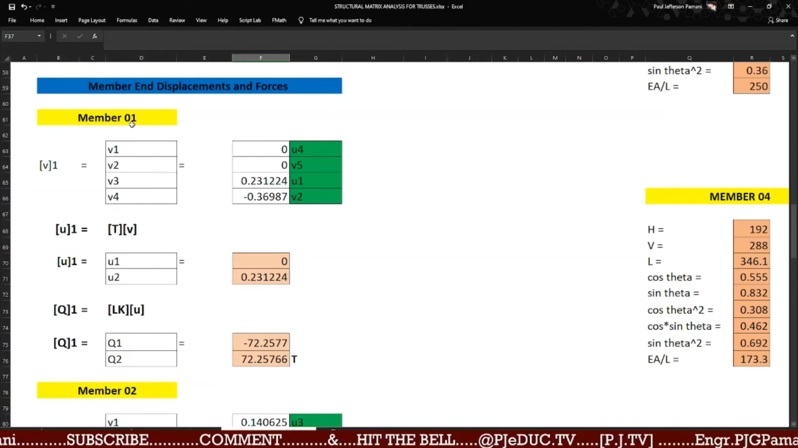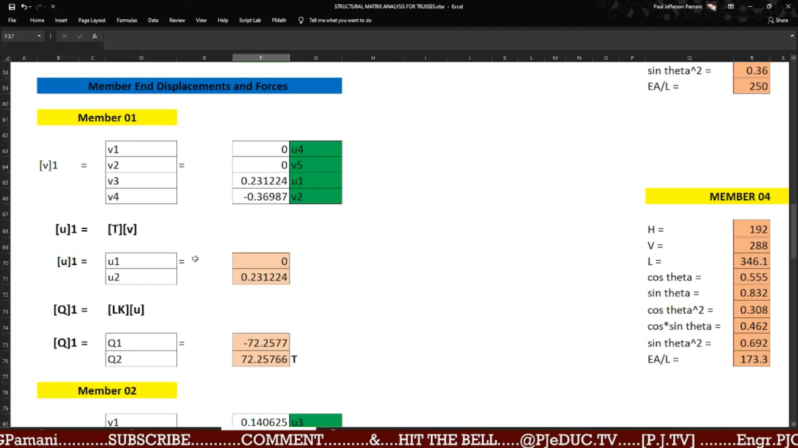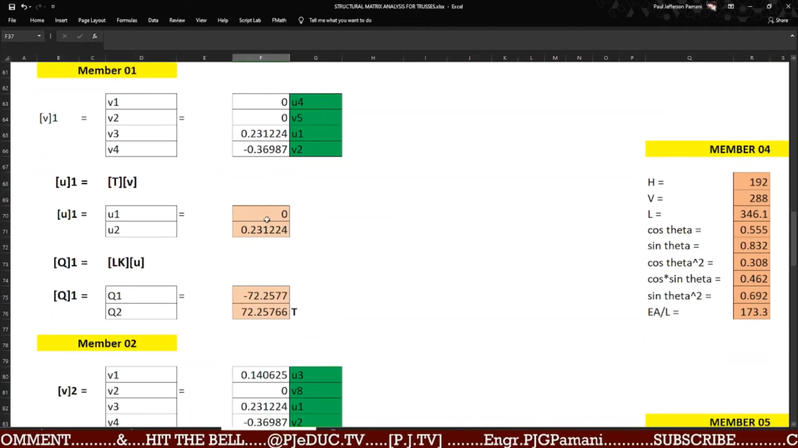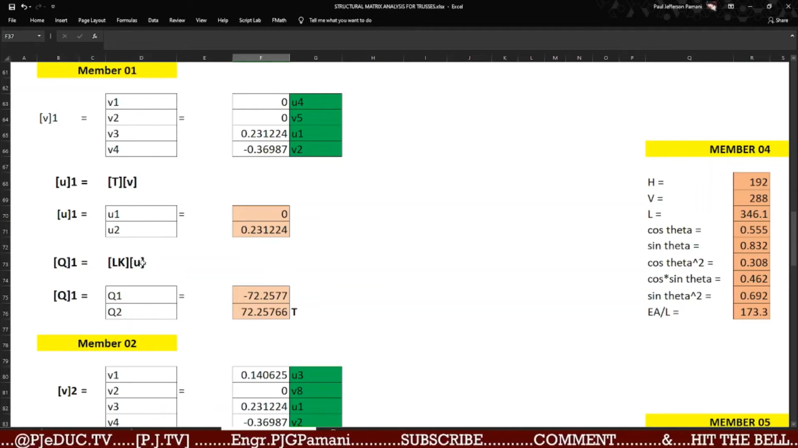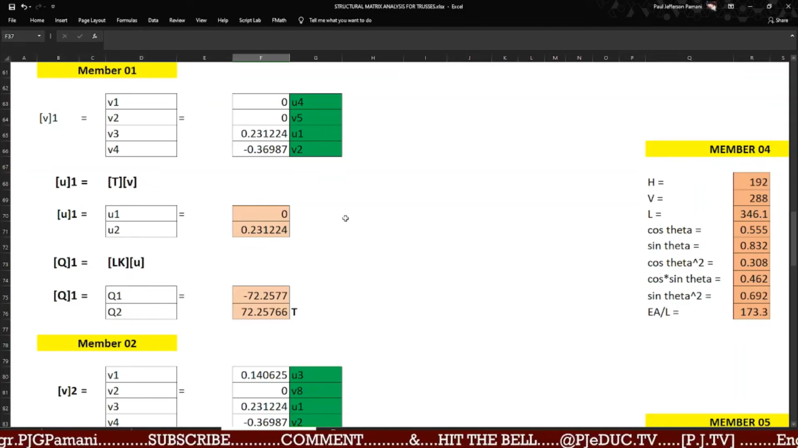Then to compute for the end displacement on its local coordinate system of member number 1 on the truss system, basically multiply the transformation matrix of member 1 with the end displacement under the global coordinate system of member 1. Multiplying that gives us the displacement on its local coordinate system. And lastly, multiply the local stiffness matrix, kasi nga na-convert na natin siya on its local coordinate system.